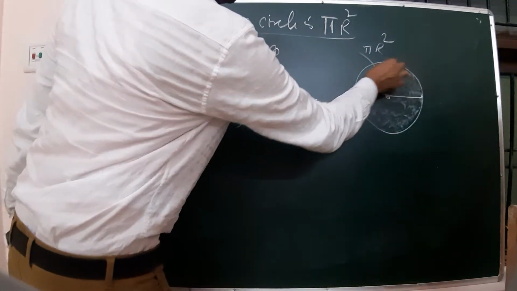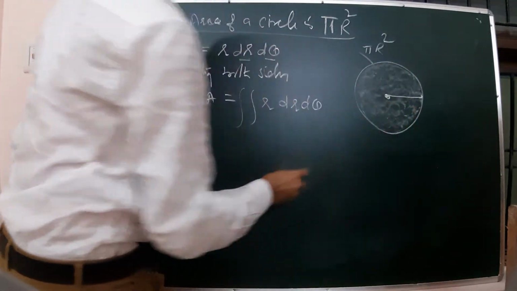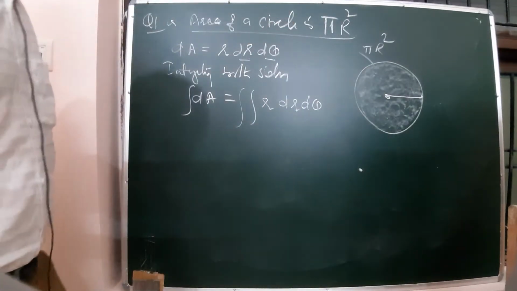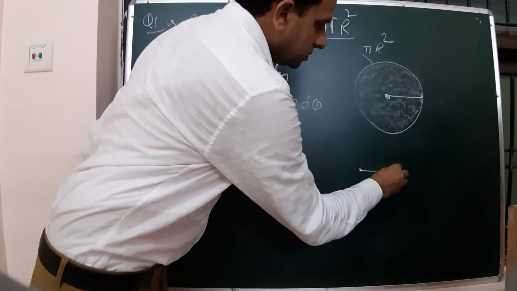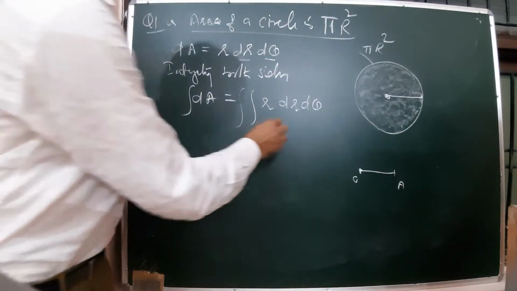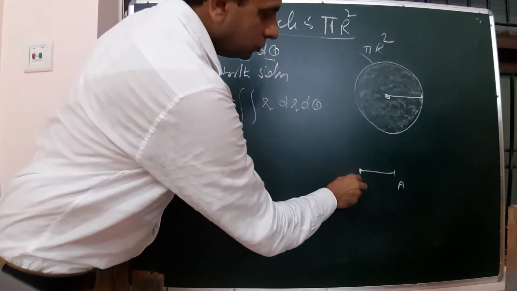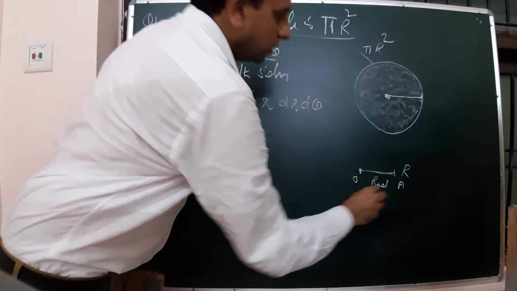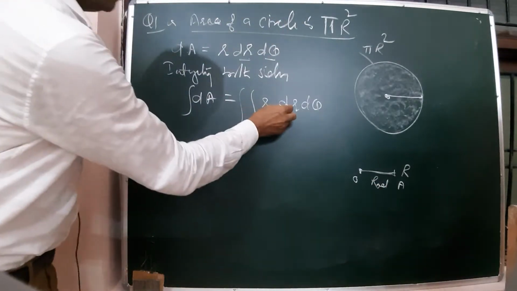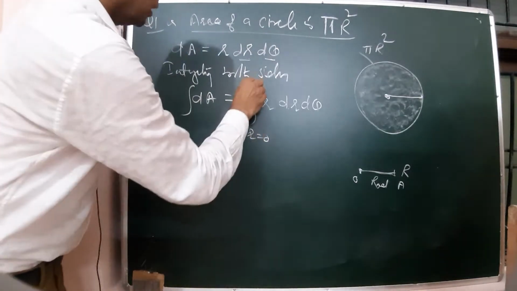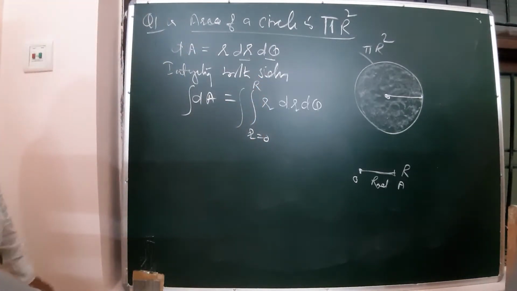We have to draw a circle. How can we draw a circle? First of all, there is a point, then extend the point from O point to A point. This is called r. So, this will become the radius, that is r. So, the limit for radius is 0 to capital R. These are the limits for r.